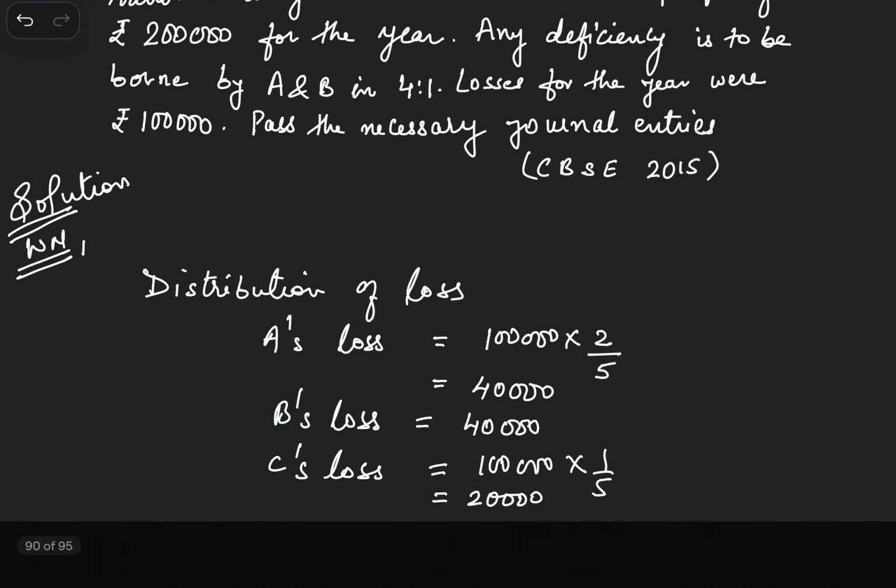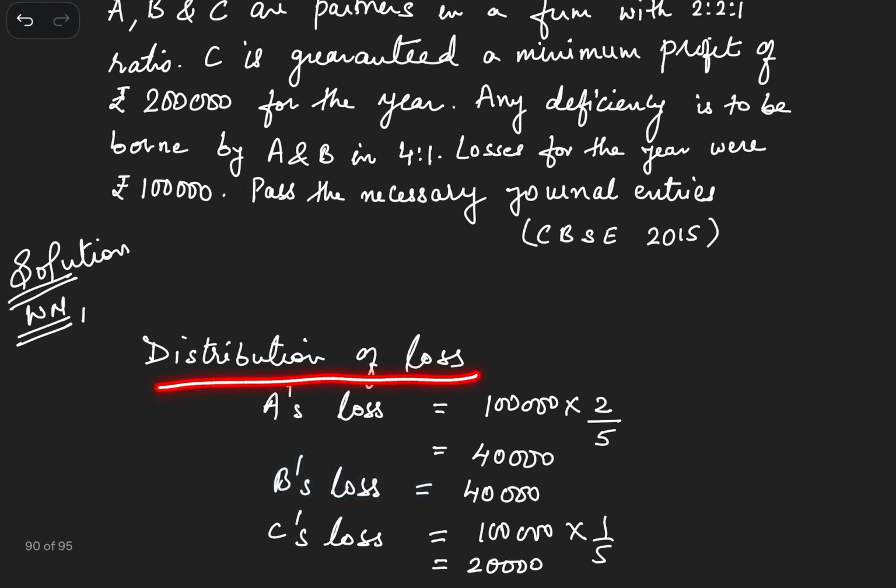Let's begin here. To do the distribution of loss, A's loss equals 1 lakh multiplied by 2/5, that comes out to be 40,000. Then B's loss equals 40,000, as they have the same ratio 2:2:1. So B and A have the same loss of 40,000. Now C's loss is 1 lakh multiplied by 1/5, that comes out to be 20,000. So the first step, distribution of loss, is done.